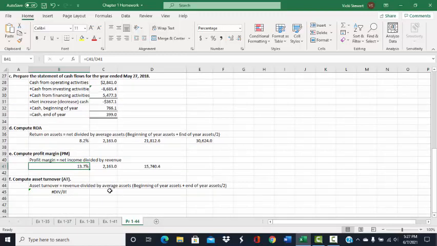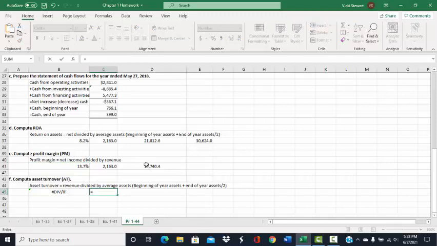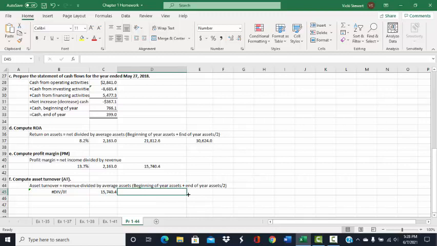So asset turnover is equal to revenue divided by the average assets. So beginning of the year assets plus end of the year assets divided by 2. So we know that our revenue, which we had already used to compute profit margin, was $15,740.4 million. And we had our beginning of the year assets that was given to us in the problem.